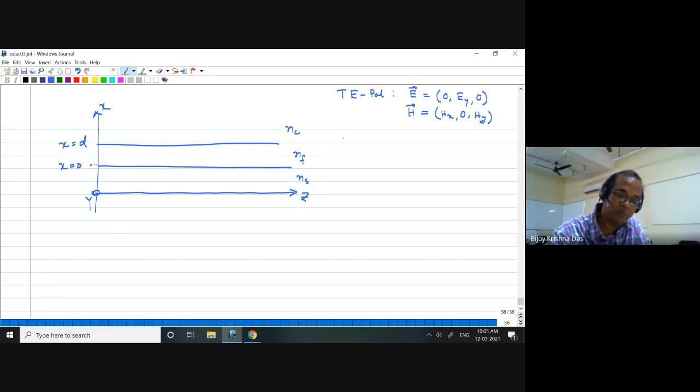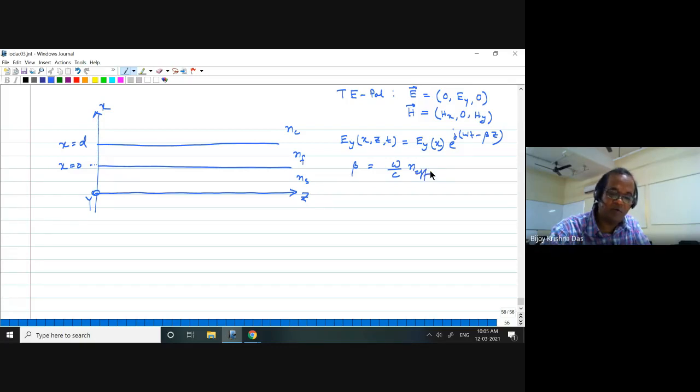So we have mentioned that this Ey can be X dependent, Z dependent, and T dependent, and can be written as Ey(x) e to the power j(omega t minus beta z), where beta equal to omega by c times n effective, to be solved. Okay, so this is the case we have learned so far, and for three regions.